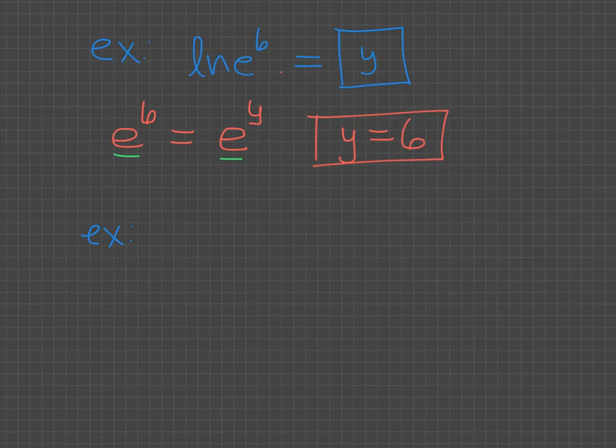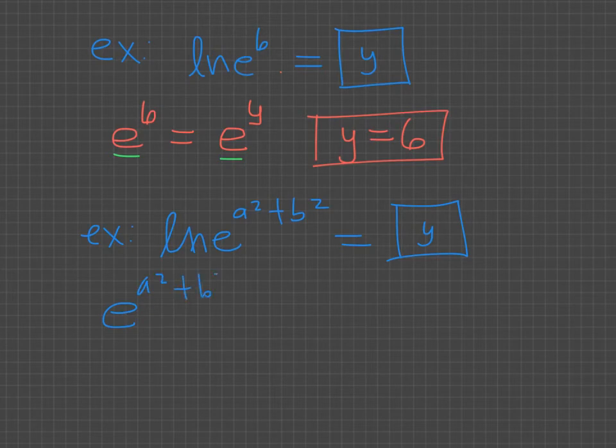Let's look at one more where we evaluate the natural log of e, and let's say this time it has the exponent a squared plus b squared. And we don't know what that equals. Let's just call it y. Let's rewrite it in exponential form. We know that what it equals is e to the a squared plus b squared. That's equal to the base e, because it's a natural log, with the exponent of y. Again, because we have the same base on both sides, we can say that y is equal to a squared plus b squared.